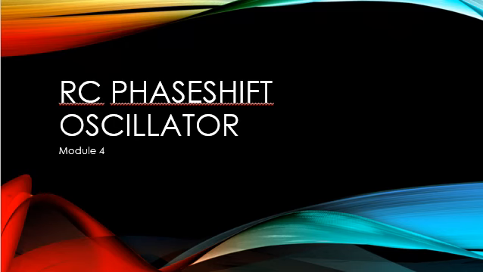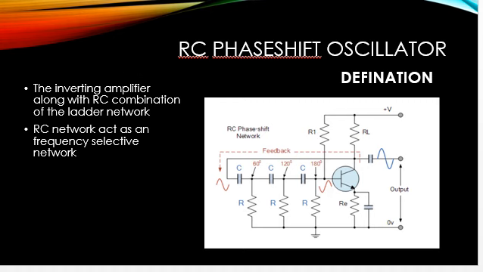Model 4: RC phase shift oscillator. First is a definition. It is basically a combination of an inverting amplifier along with the ladder network used over here. This ladder network is a combination of an RC network used as a frequency selective network.